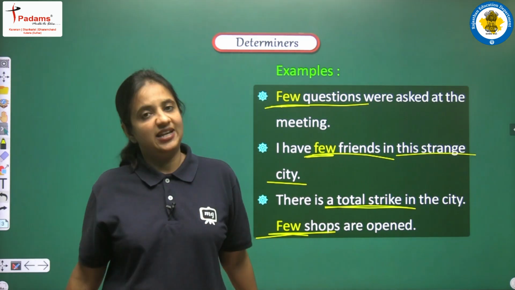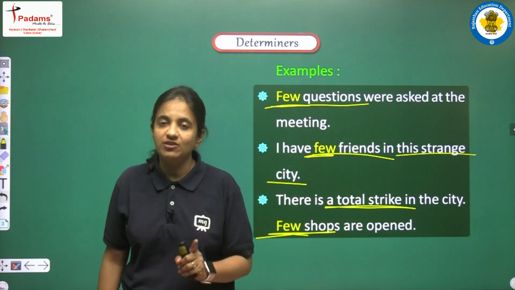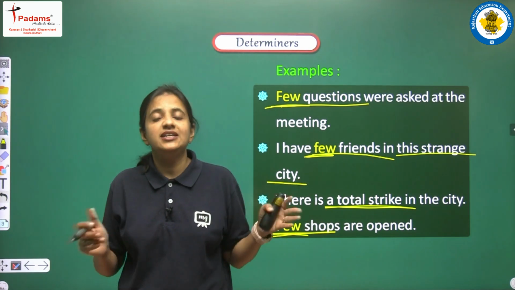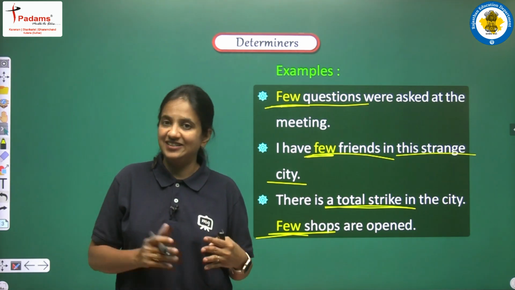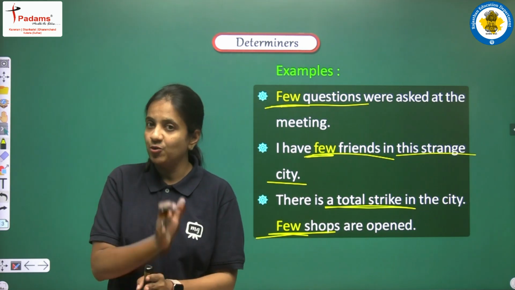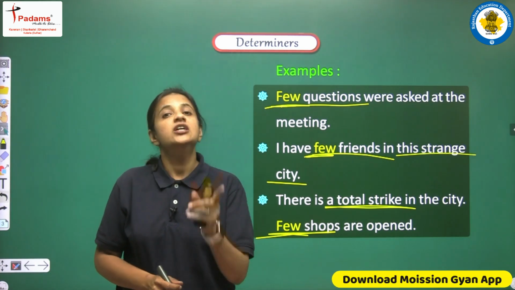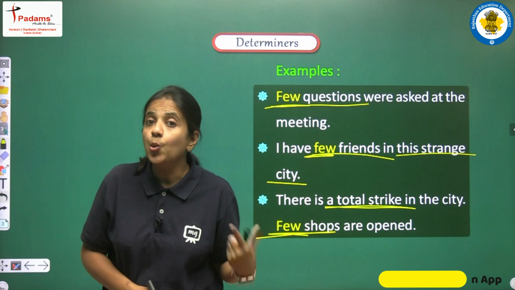All right, so again first of all students, one important thing about these three words, few, a few, the few, we can say these three determiners are used for countable and plural nouns. Now first of all we are talking about few. So few is a negative word, right?